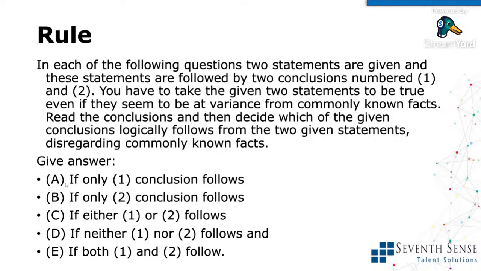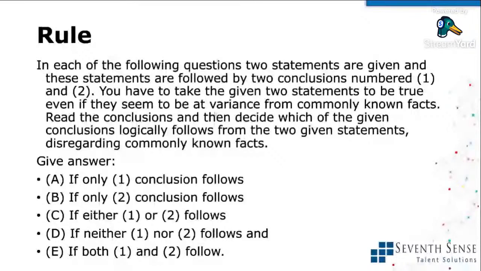These are the ways your answers will be given. Option A will be: only conclusion one is true. Option B: only conclusion two is true. Option C: either conclusion one or two is true. Option D: neither conclusion one nor two is true. And if both are true, we'll have option E. This is the rule we are going to follow to solve syllogism questions.